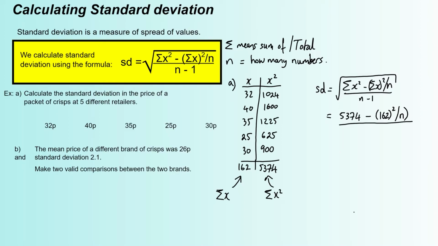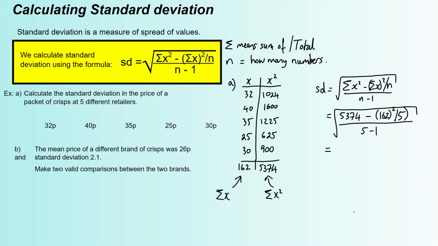And what is n? N is 5, there are 5 numbers. Let's go back and change that: all over 5, because there are 5 numbers. And on the bottom line we've got n minus 1, so we get 5 minus 1. That's one big square root sign for all of that.